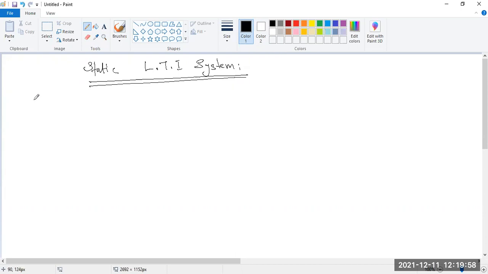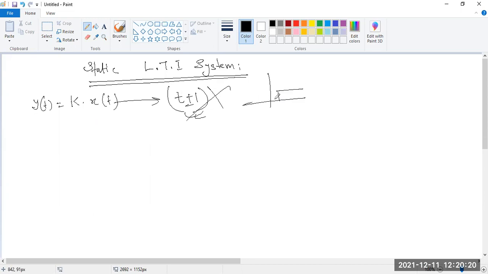In a static LTI system, y of t is just multiplied by a constant, and it does not have any shifting property. If there is shifting, then it is not static. Shifting means you may shift here, or here, or over here. So shifting means it is dynamic, not static.